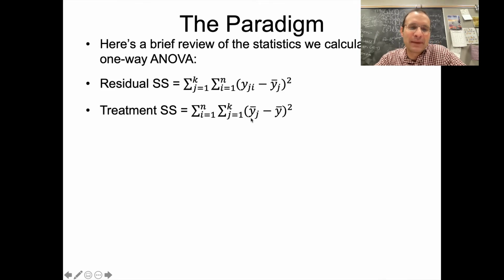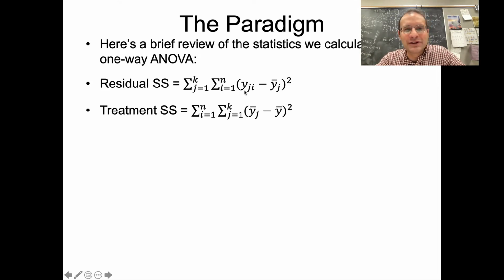The treatment component basically measures the difference between the means of each treatment group, which I'm denoting here as y bar sub j, and the overall mean for the data that I'm looking at, which is just y bar. I square those, and I do this for each treatment group, and then for each treatment group, I do it for all of the n observations in that treatment group. I'm nesting the summation cycles differently for the two different sums of squares. Hopefully it'll become clear why I'm doing that once we get to the end of the two-way ANOVA unit.